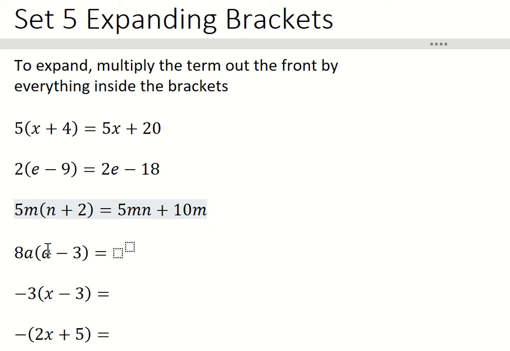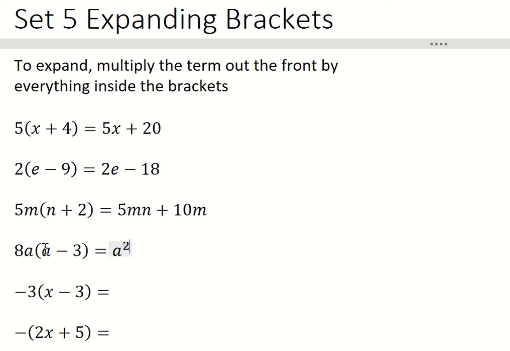Okay, 8a times a. Well, a times a is going to give me a squared. So 8a times a will give me 8a squared. Alright, now it is a negative because a positive times a negative will give me a negative. So 8a multiplied by 3 gives me 24a. Alright, so 8a times minus 3 is this minus 24a. And we've expanded these brackets.